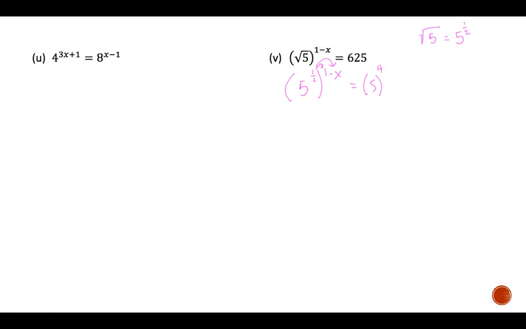Go ahead and distribute this, don't forget. 1/2 minus 1/2 x has to equal 4. Right? So negative 1/2 x. You know what? I don't want it to be a half. I'm going to multiply everything by 2. I just didn't want to deal with the fractions. 1 minus x equals 8. Subtract 1, negative x equals negative 7. So x equals 7. Right, and you can go ahead and even check that if you really wanted.